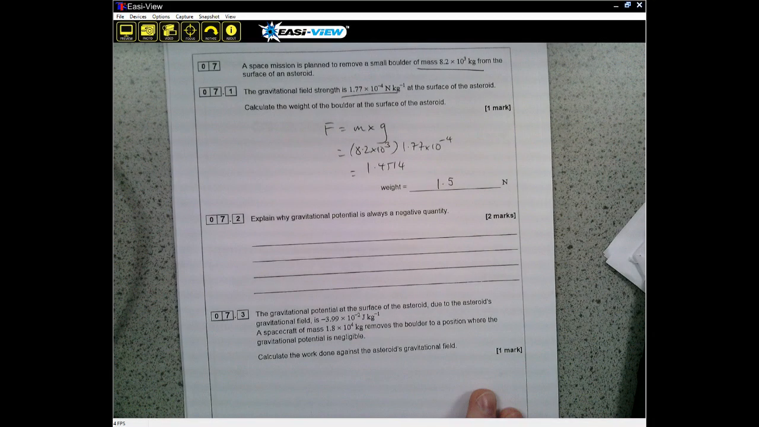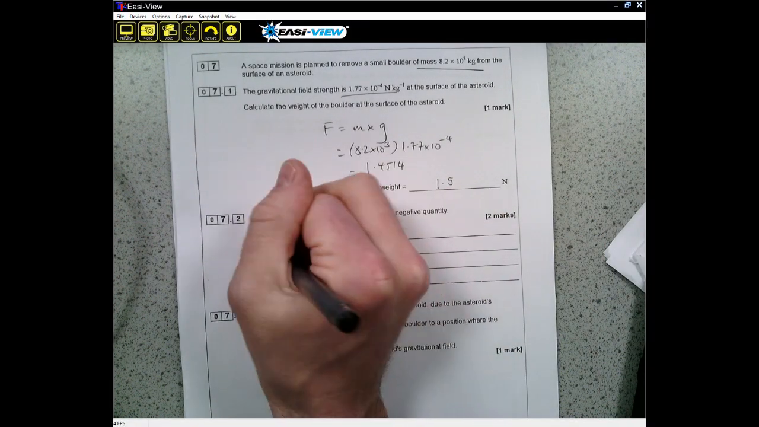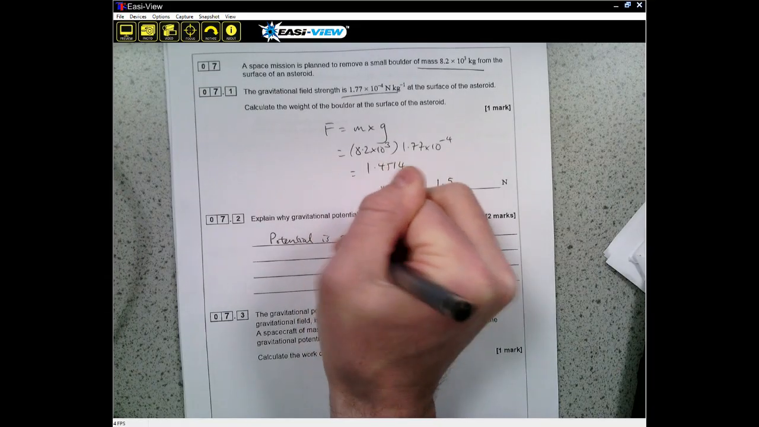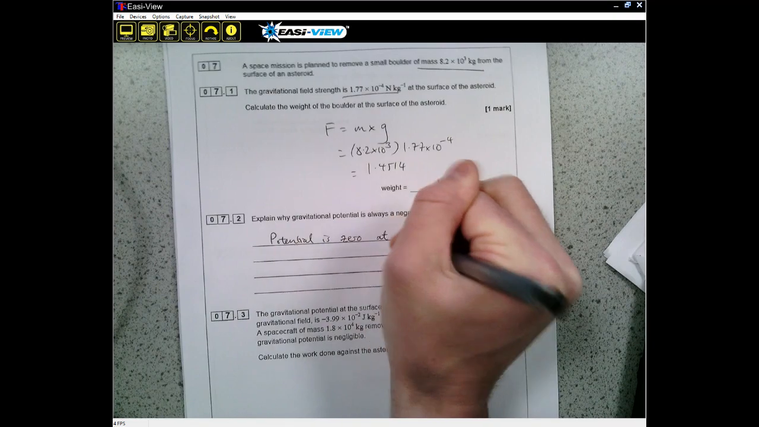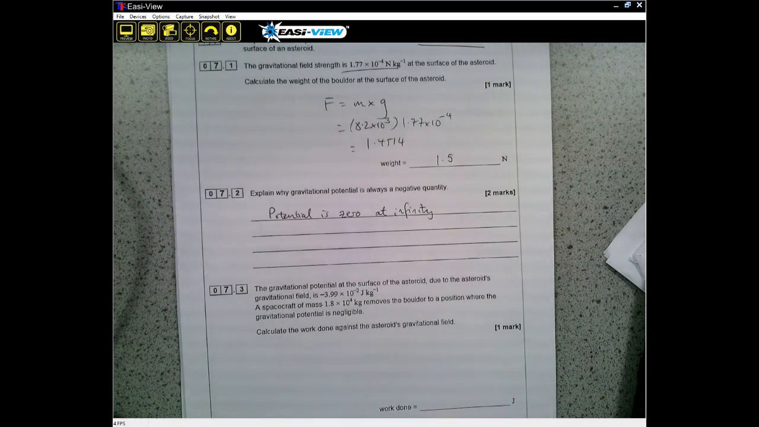Explain why gravitational potential is always negative. This one's quite difficult to get unless you get the first marking point, which is that the potential is 0 at infinity. If you don't get this marking point, it makes it very difficult to get the other one, because the other marking point is you stating that at all other points less than infinity, the potential is lower, therefore it ends up negative.